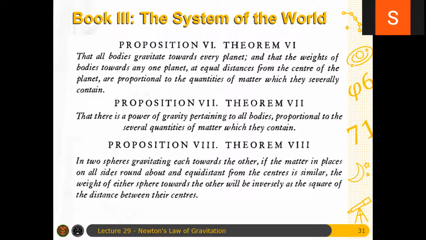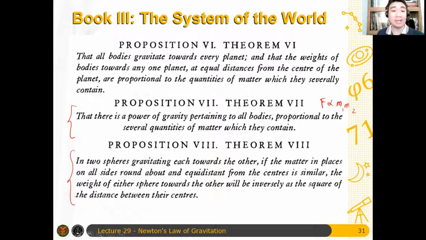Like for example, the moons of Jupiter and Jupiter, the moons of Saturn and Saturn, the Earth's moon and the Earth, and pare-parehas yung naging conclusion niya doon. Okay? That there is a power of gravity pertaining to all bodies proportional to the several quantities of matter which they contain. This first statement here is basically the force is proportional to the masses M1 and M2. And then the second is just proposition 8, theorem 8, in two spheres gravitating each towards the other, if the matter in places on all sides round about and equidistant from the center is similar, the weight of each of either sphere towards the other will be inversely as the square of the distance between their centers. That is, the force is proportional to 1 over r squared.